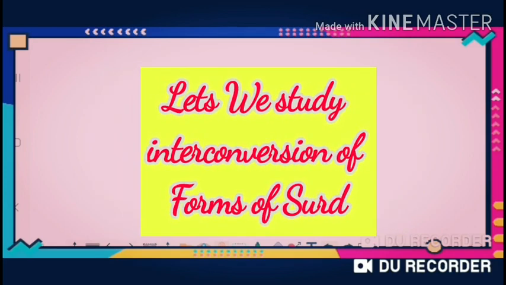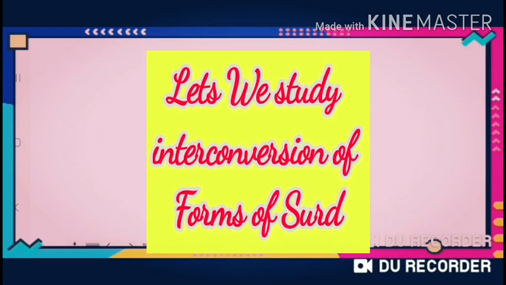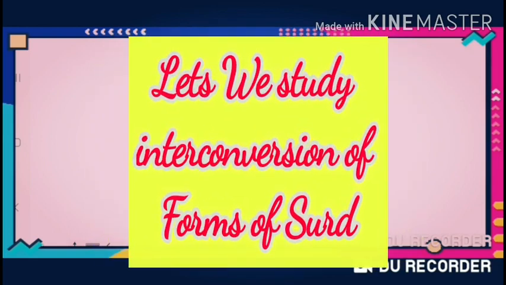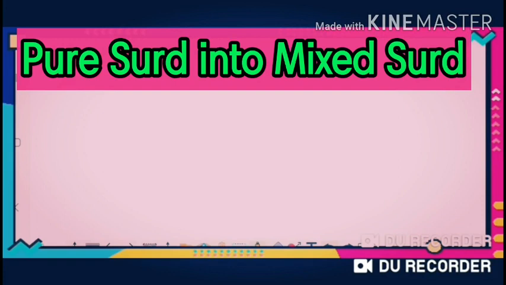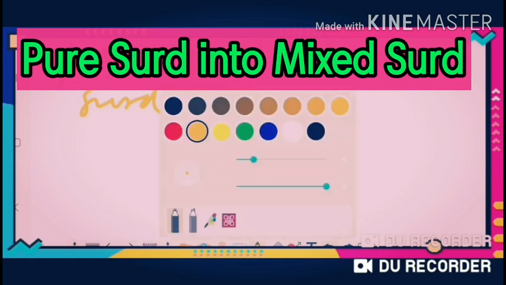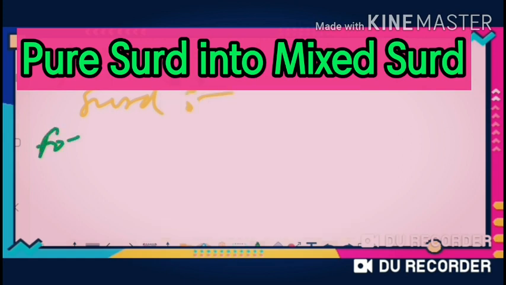After this we study interconversion of forms of surd. First, we study conversion of pure surd into mixed surd. For example, order 2 in radical sign 48.